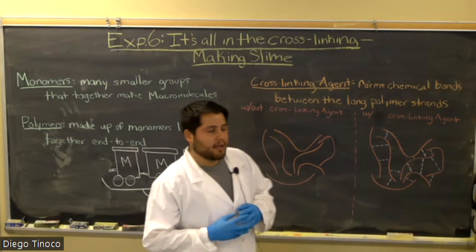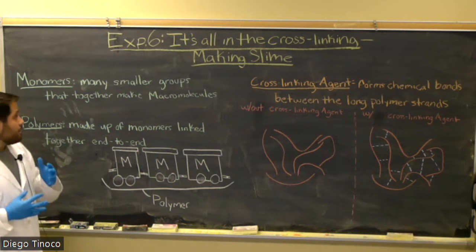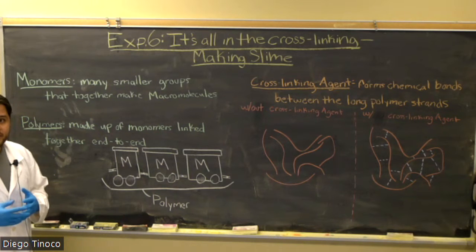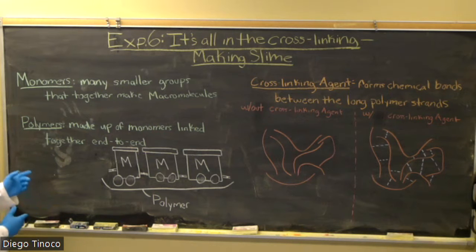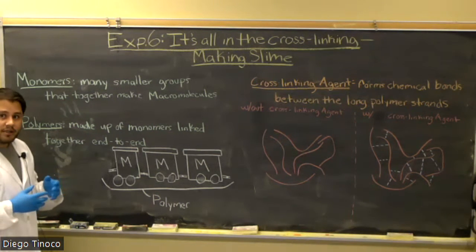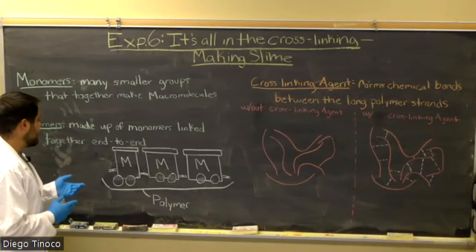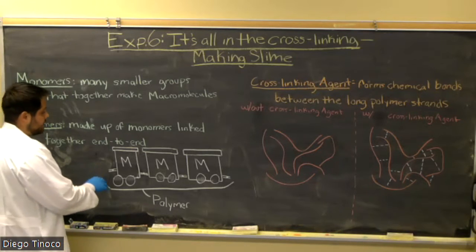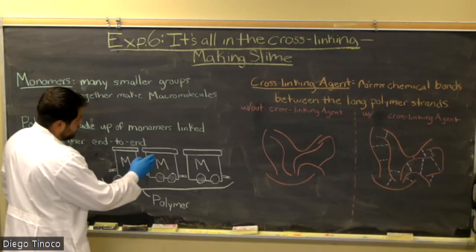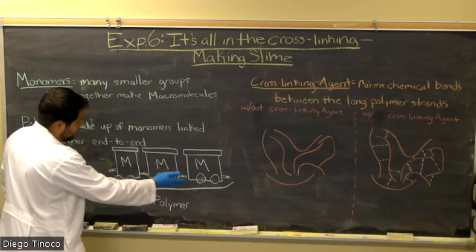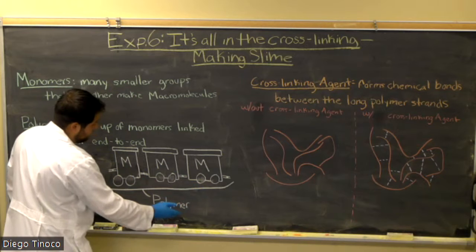To begin this lab, I'm going to explain to you the difference between monomers and polymers. Monomers are many smaller groups that together will make up a macromolecule, while polymers are made up of monomers linked together to make a polymer strand. To get a better understanding, picture some train cars that individually will be our monomers, but if we connect those cars together, we form a polymer strand.